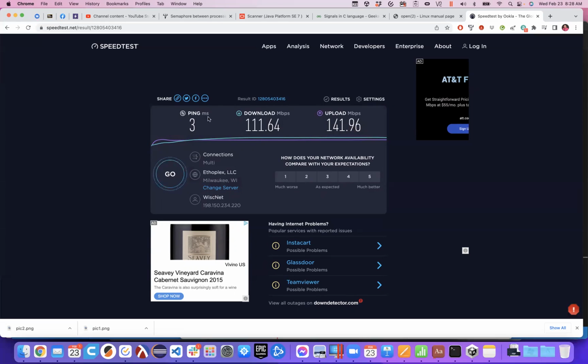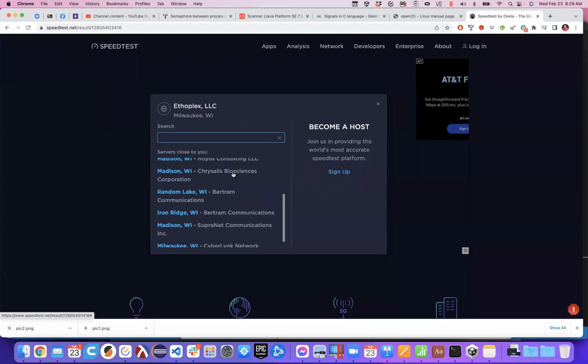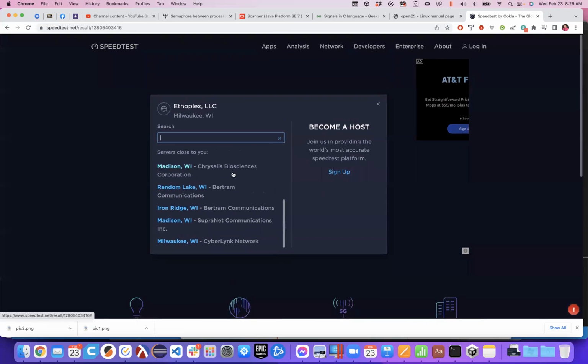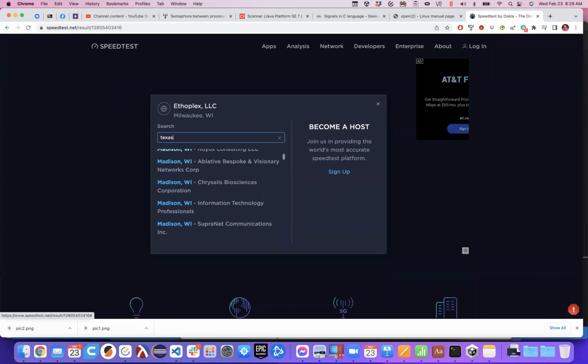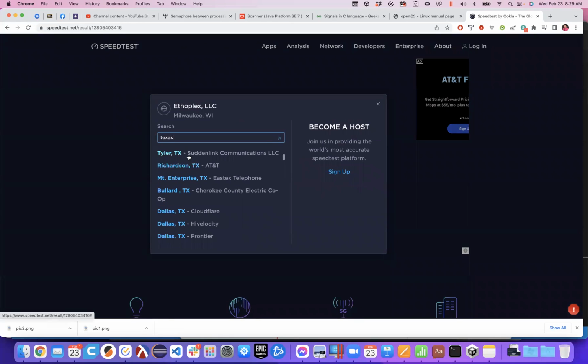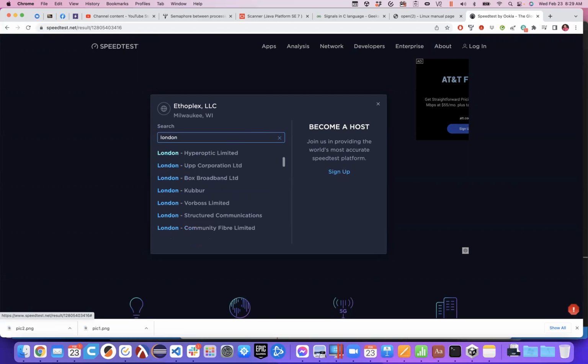But it is interesting to see what my millisecond number was. It's not that speed test is reading my internet as faster internet. It's that the server they're using for testing is closer to me. I can go here and force a change in server. Here, let's see if I can get something in like Texas. Actually, let's see if I can get something in London.